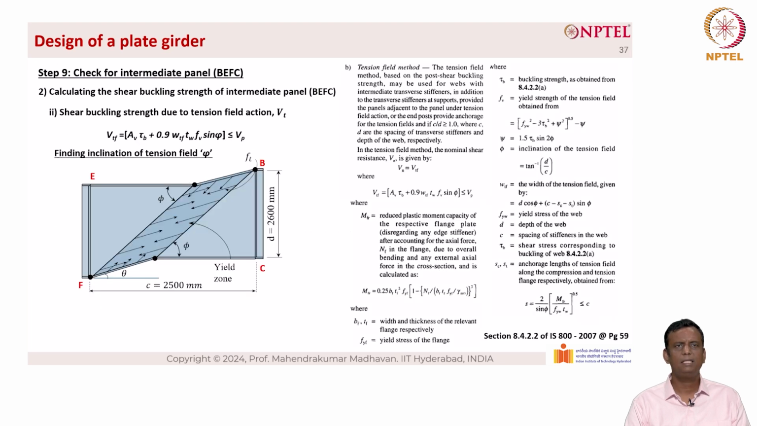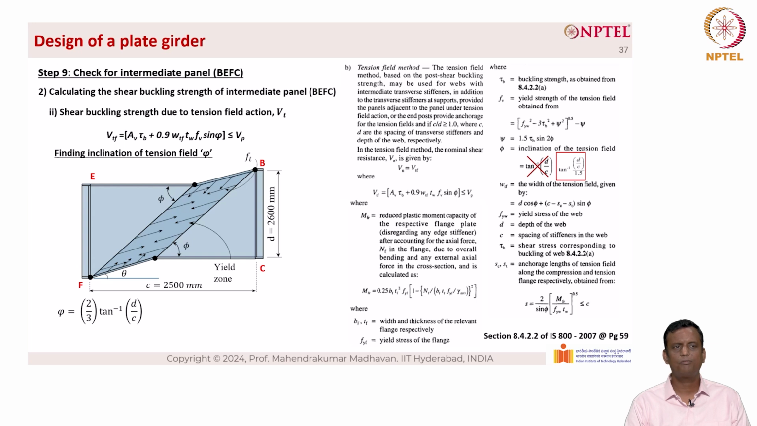Now, finding the inclination of the tension field, the first and foremost thing is to find the phi value. The phi value is given as tan inverse d by c divided by 1.5. You can see that it is just tan inverse d by c in the code, but actually it is erroneous. The errata of the code says that it should be 2/3 of tan inverse d by c, or tan inverse d by c divided by 1.5, which is the correct phi equation that we need to take into consideration.